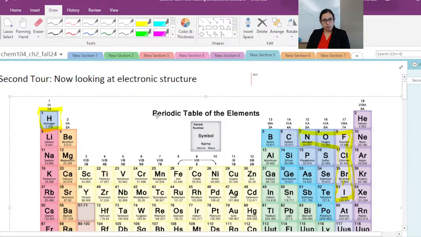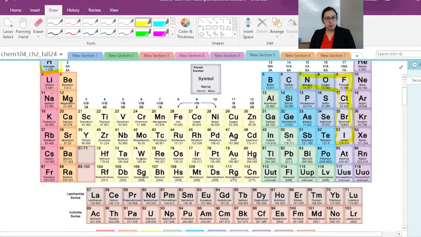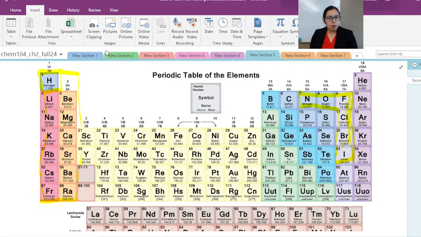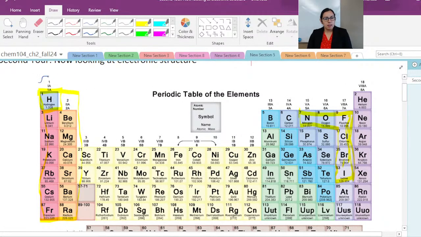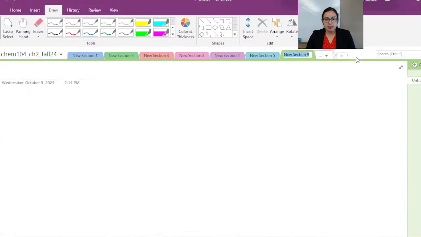Now let's look at our electronic structure. Let's start off again with hydrogen. You could maybe highlight or mark this, or you may want to wait till later. This is called our S block. What the heck does that mean? Well, let's maybe back up a tad.